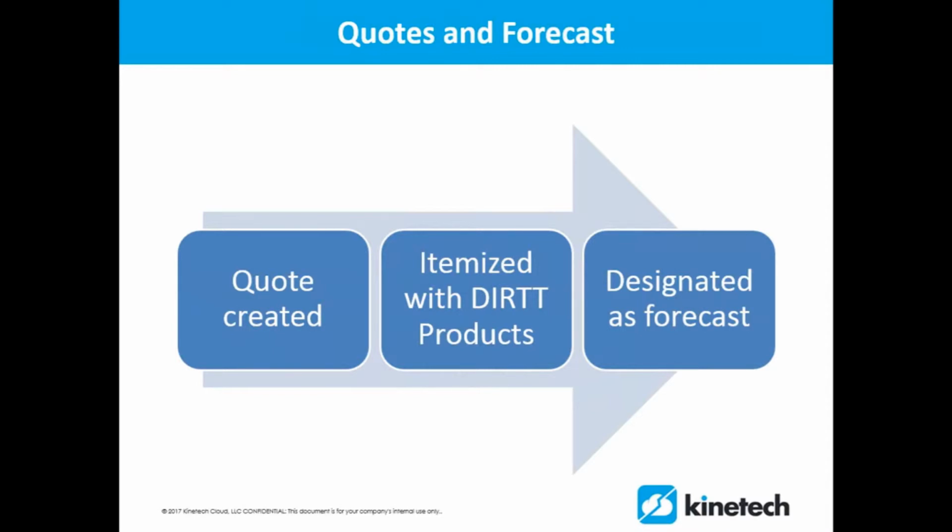So if you have multiple quotes under your opportunity and you really just have one that is your final quote, the application needs to know which one that is, and that's what that designate as forecast function will do. So it'll push it through to the opportunity overview tab as well as the forecast tab.